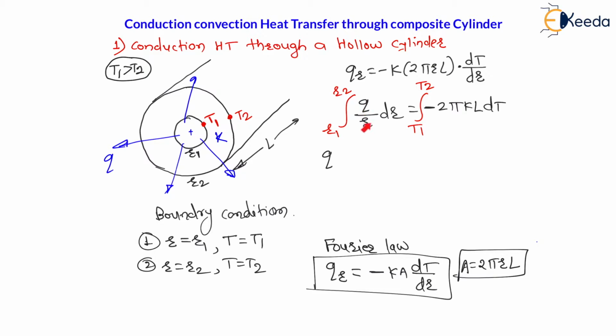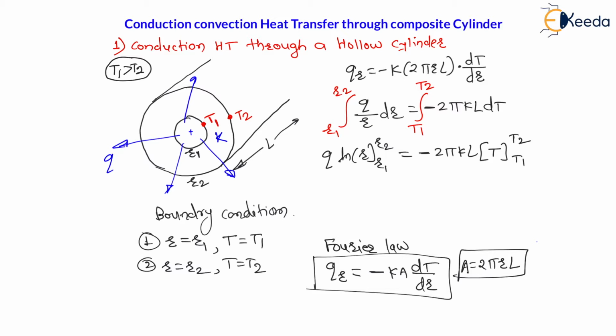Now, what is the integration of 1 upon r with respect to dr? It is ln of r, and r changes from r1 to r2, is equal to minus 2 pi kL. Now these are the constants. We have assumed uniform thermal conductivity, therefore thermal conductivity will be constant, and the length of the cylinder is constant. 2 pi is constant, therefore minus 2 pi kL is constant. Now integration of 1 with respect to dT is T, and T changing from T1 to T2, right?